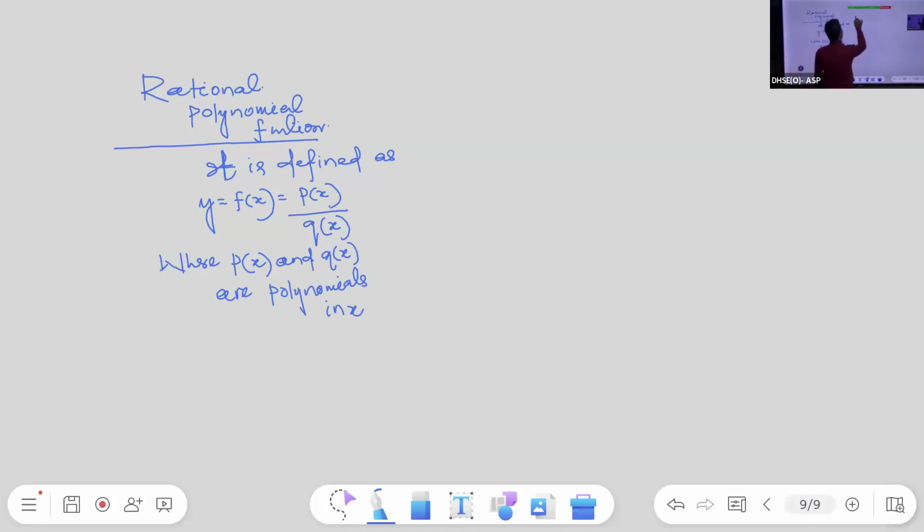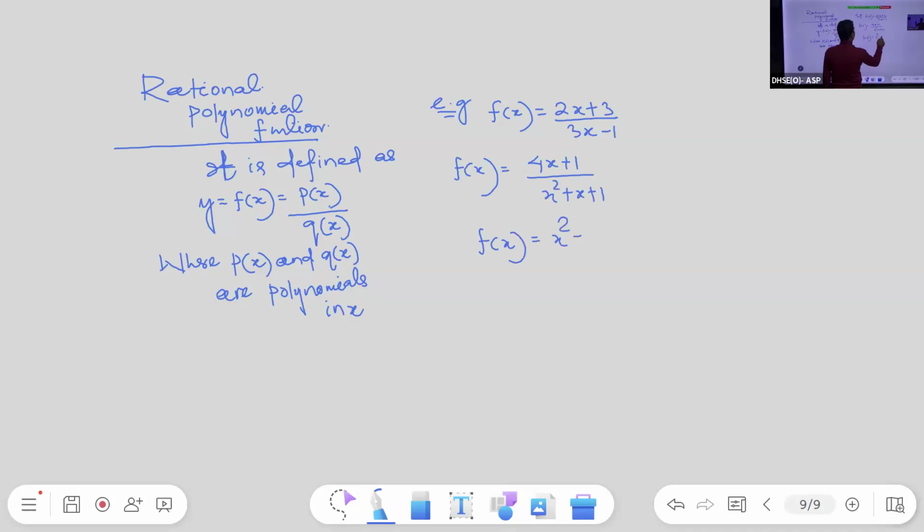For example, f of x is equal to 2x plus 3 upon 3x minus 1. This is a rational polynomial function. F of x is equal to 4x plus 1 upon x square plus x plus 1 is a rational polynomial function. F of x is equal to x square minus x plus 1 upon x cube minus x. This is also a rational polynomial. These are some examples of a rational polynomial function, right?